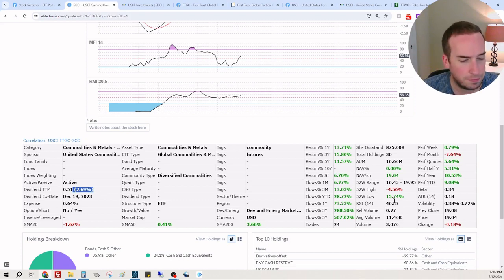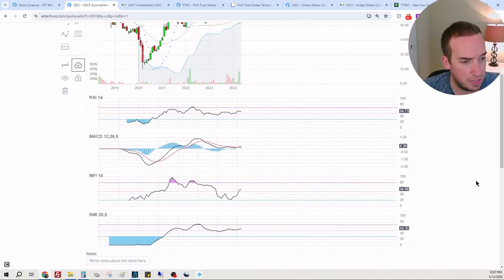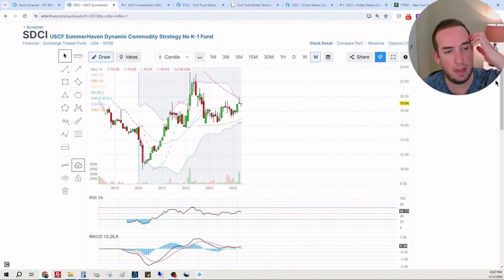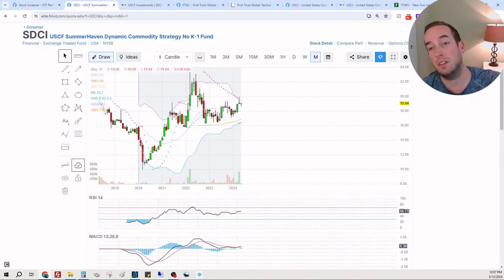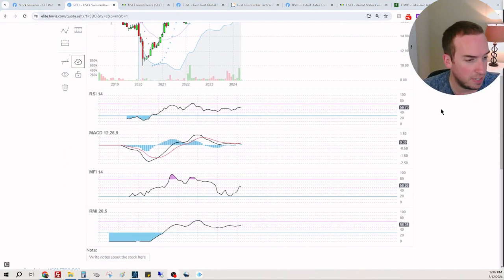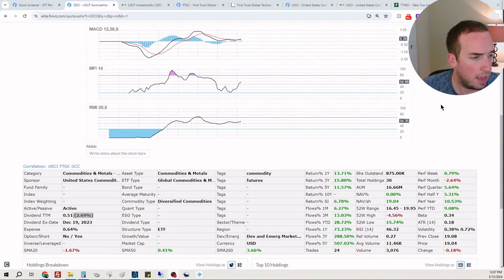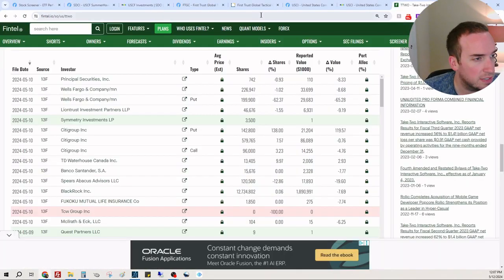This is decent. I feel like this is one of the more potentially better commodities ETFs. Can we see who owns this? SDCI.